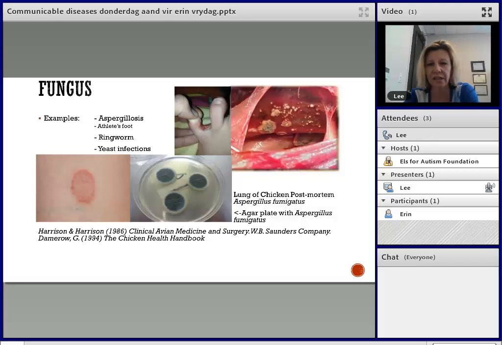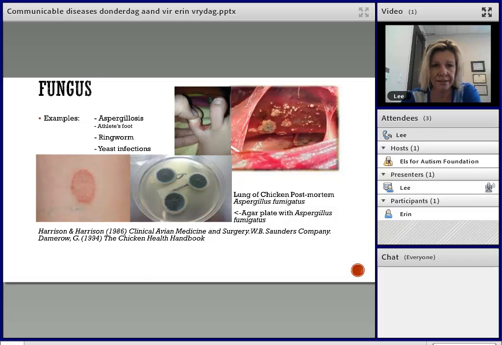The first example here is Aspergillus fumigatus, one of the pathogens that can cause aspergillosis. As you can see here, this is the post-mortem. It's the lung of a chicken. You see these little patches. Here's a plate of it when they cultured it, and it pretty much looks the same here as there. You can see the patches are similar. It makes you very sick. In chickens, it causes them to not be able to breathe. In people, also the same symptoms, pretty much.